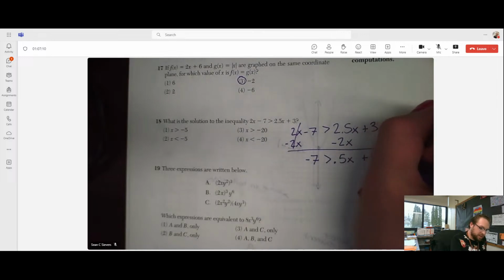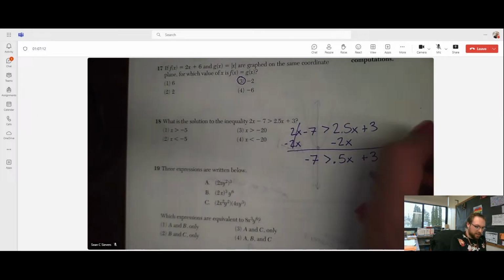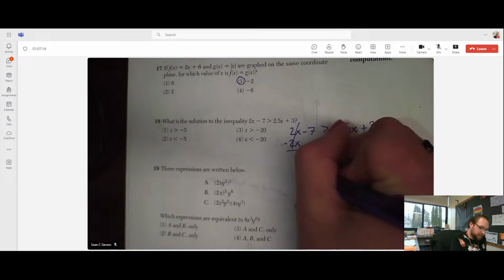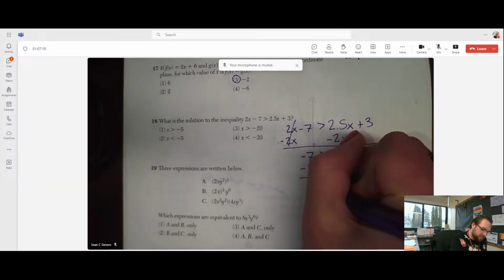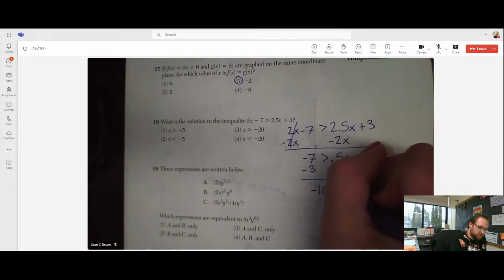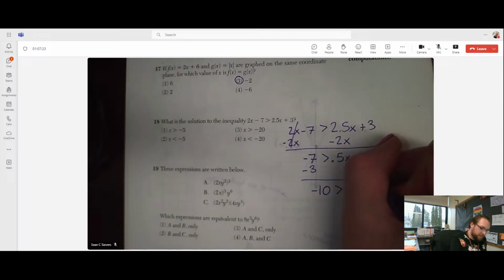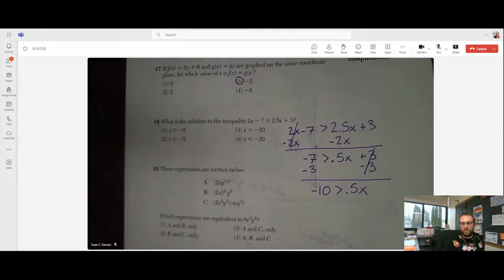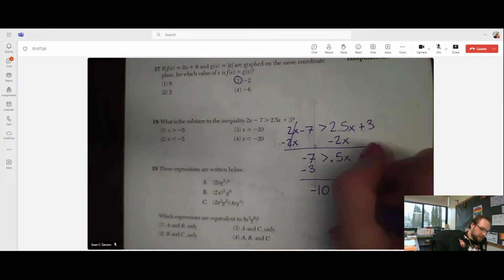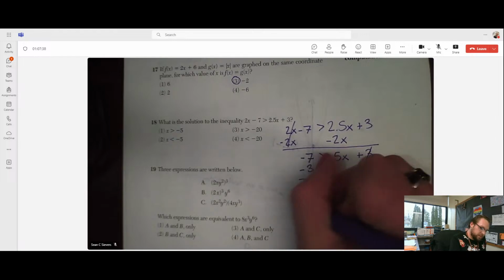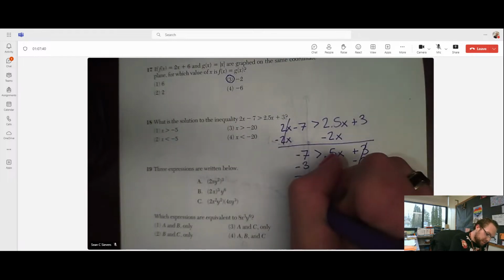2.5x minus 2x is just 0.5x and then plus 3. Subtracting 3 from both sides, we have negative 10 is greater than 0.5x. I can think of this as 0.5 because this one was written as a decimal, or you could change it to a fraction if that's going to help you. It doesn't really matter to me what you do. This is supposed to be a decimal.